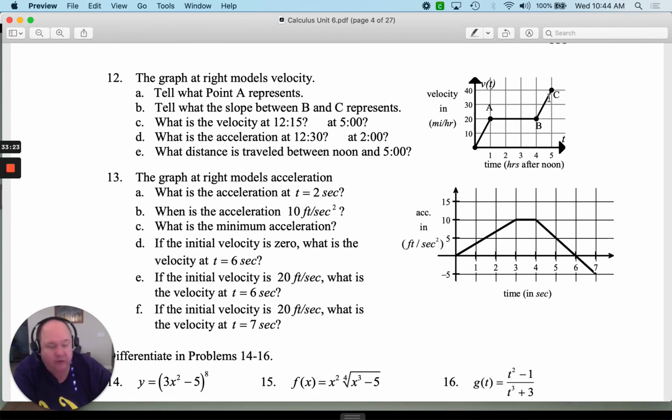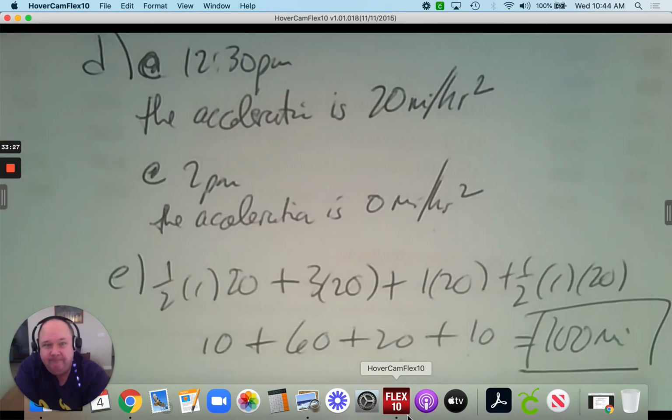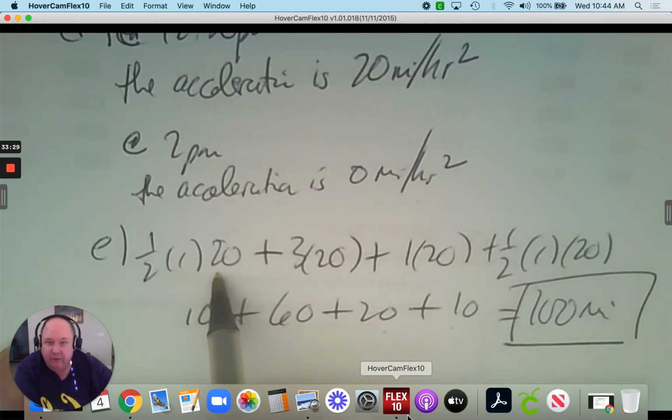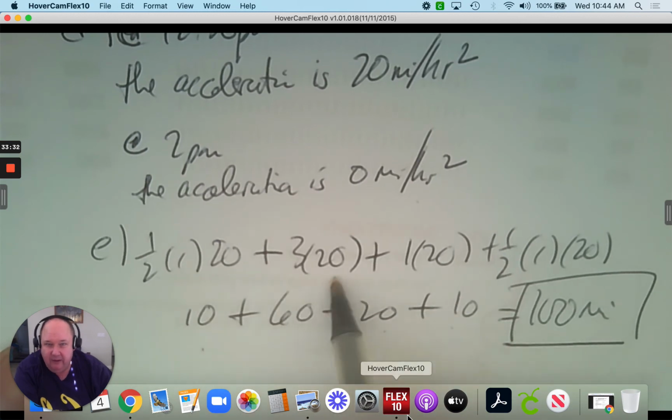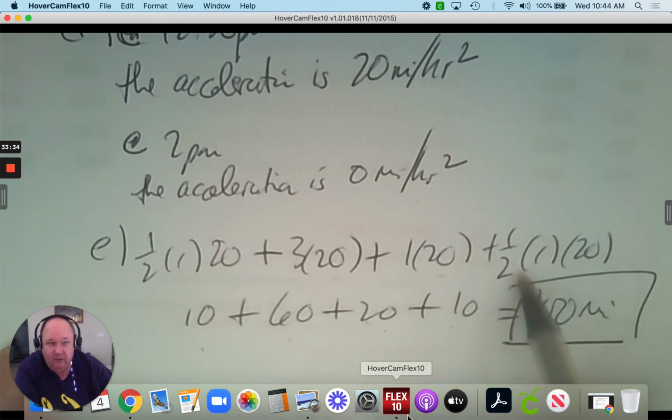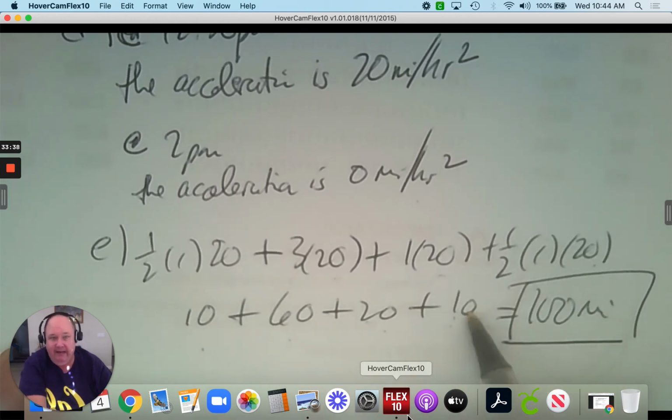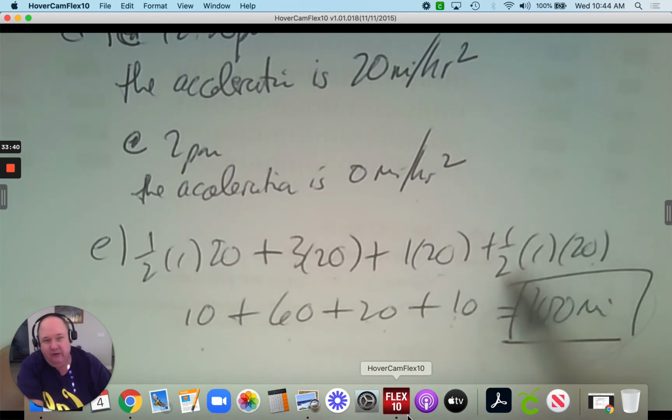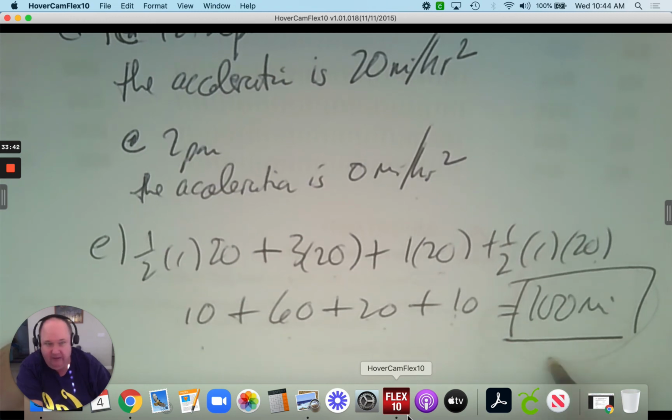So there's no story involved, so I'm just going to write down 100 miles. The first triangle is 10, a rectangle 60, another rectangle 20, half the base times the height, the last triangle 10, added up, and the total distance traveled is 100 miles, not a rate when you integrate or find the area.